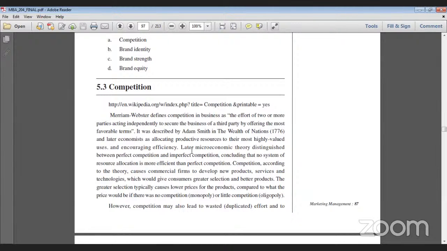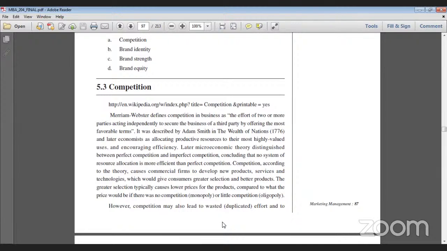Now, microeconomic theory distinguishes between perfect competition and imperfect competition, concluding that no system of resource allocation is more efficient than perfect competition. Competition, according to the theory, causes commercial firms to develop new products, services, and technology, which would give consumers greater selection and better products. The greater selection typically causes lower prices compared to what the price would be if there was no competition, monopoly, or little competition, that is called an oligopoly.